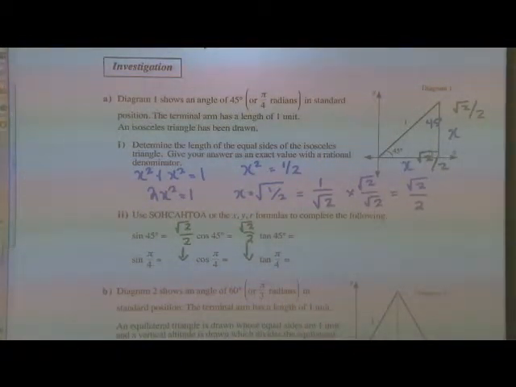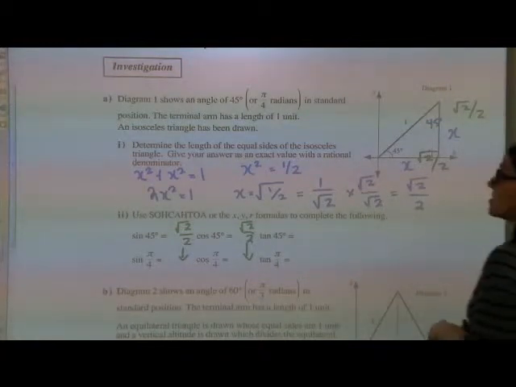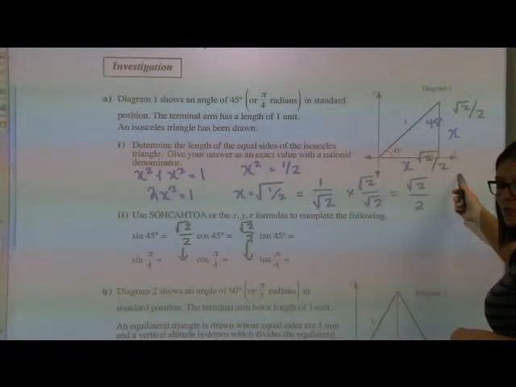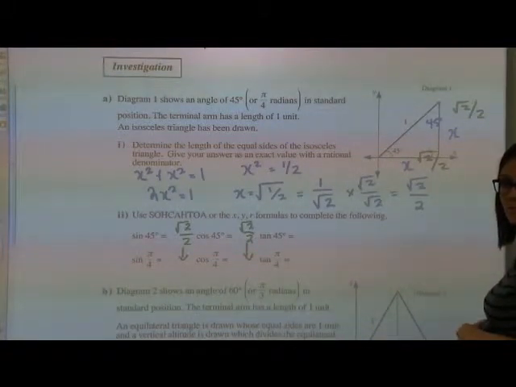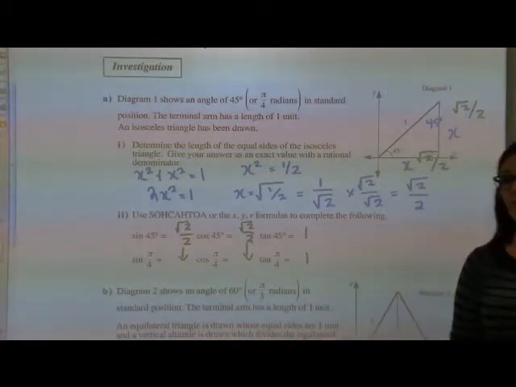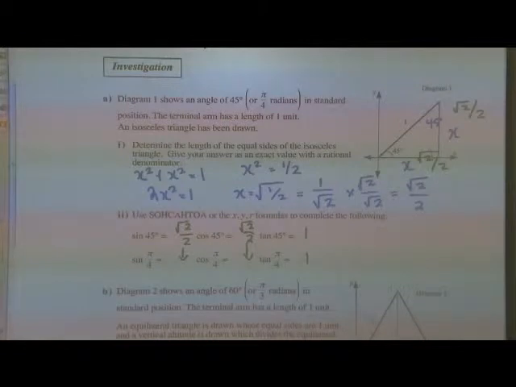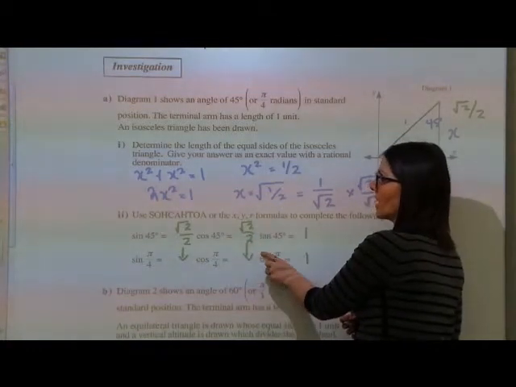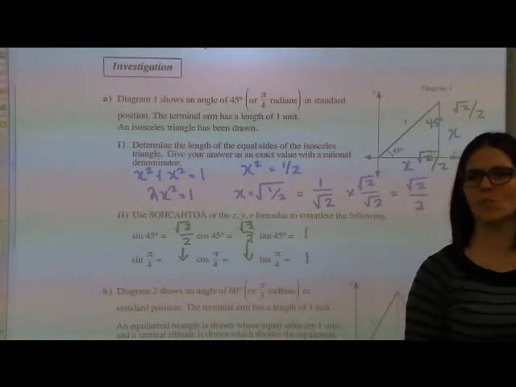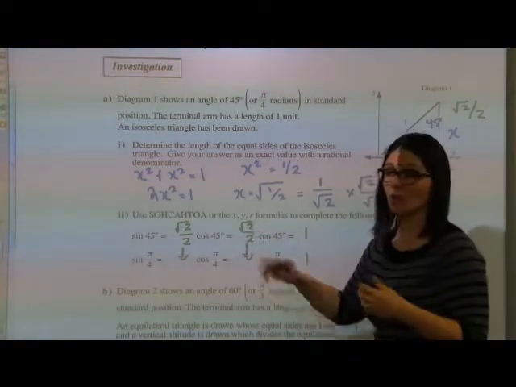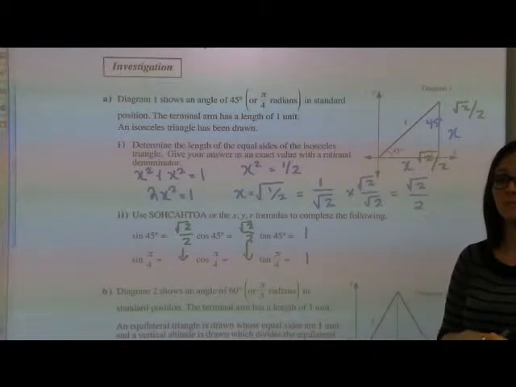And then if I looked at tangent 45, tangent is opposite over adjacent. So it's root 2 over 2 over root 2 over 2, which is equal to 1. And tan pi over 4 would be the same thing. And I could double check these values using my calculator. If I typed in cos 45, I'm going to get a number that I think is something like 1.71, something like that, I think. And that would be equal to what root 2 over 2 is.